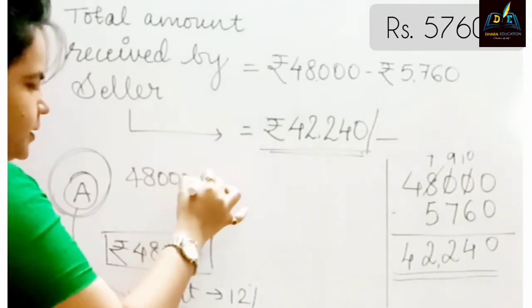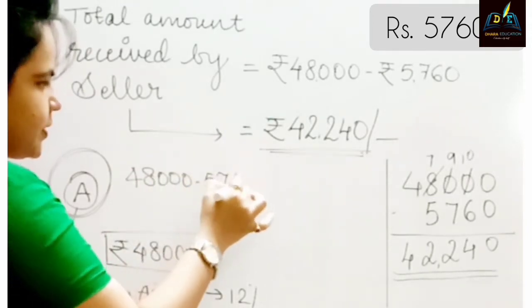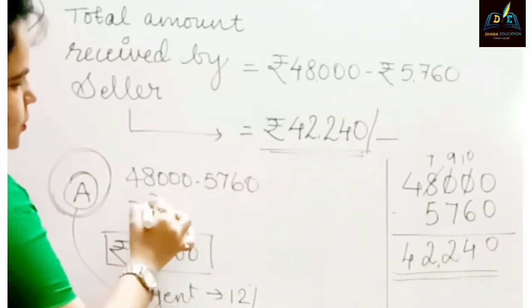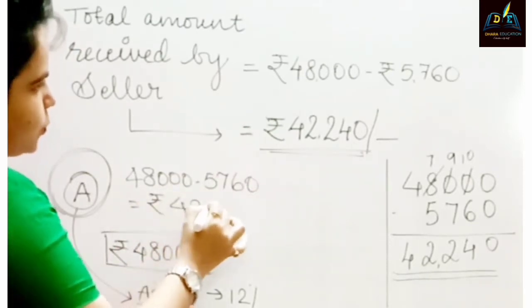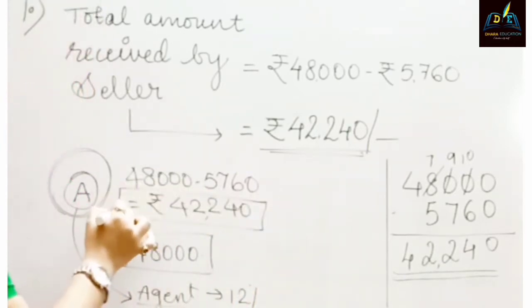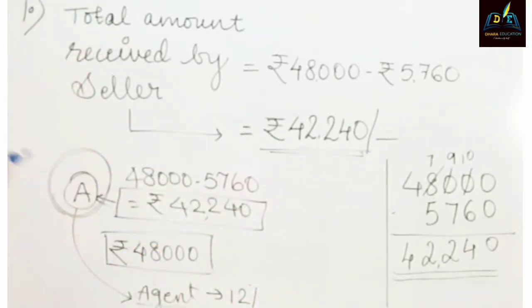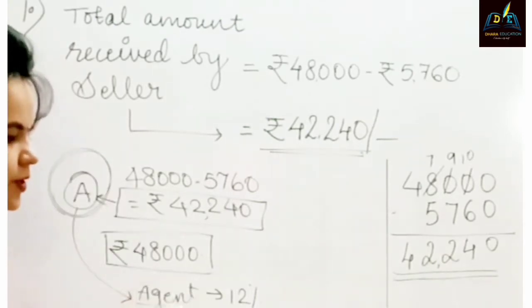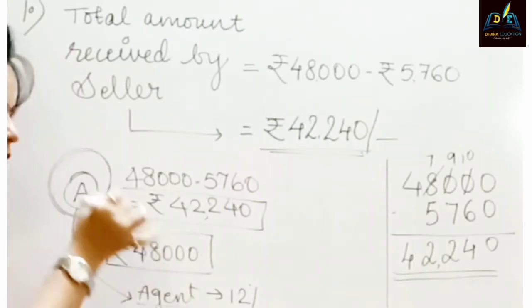48,000 minus 5,760 is equal to 42,240. So this is the amount which the seller is going to get, because he has given 5,760 from this total sales.